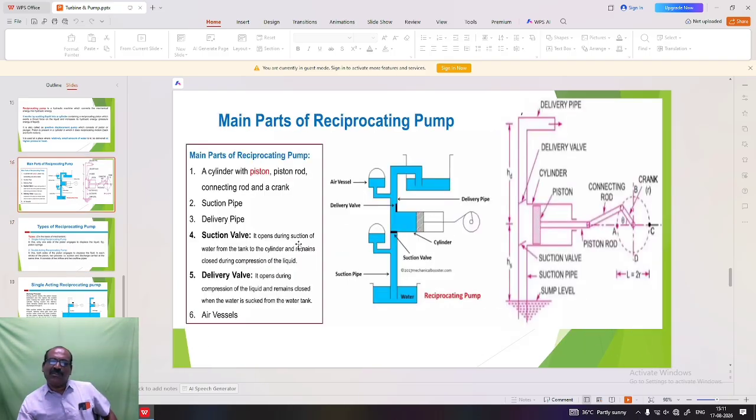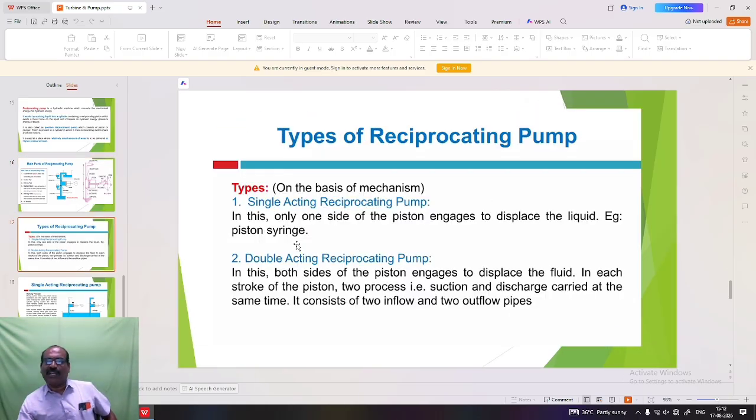So these are the types of reciprocating pump. One is a single acting reciprocating pump, and another one is a double acting reciprocating pump. In a single acting reciprocating pump, only one side of the piston engages to displace the liquid. Example, a piston type syringe. And a double acting reciprocating pump has both sides of the piston engaged to displace the liquid.